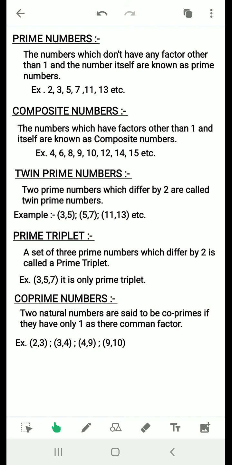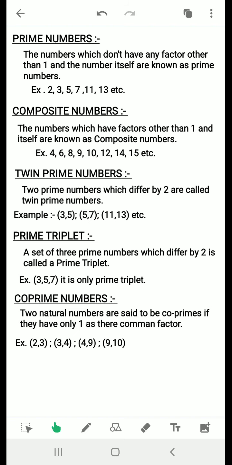5 minus 3 is 2. 3 and 5, they both are prime and the difference is 2. 5 and 7, they both are prime, difference is 2. 11 and 13, they both are also prime numbers and the difference is 2. So, these are twin prime numbers.